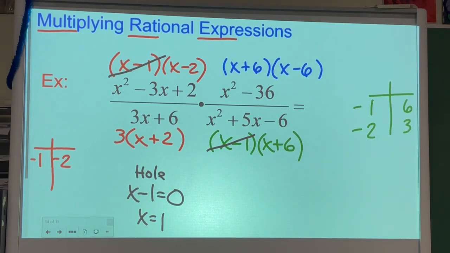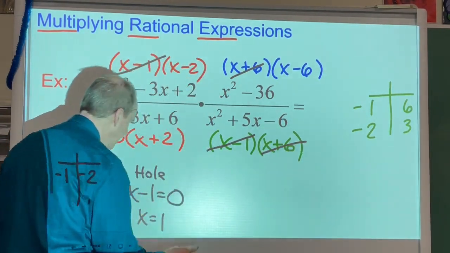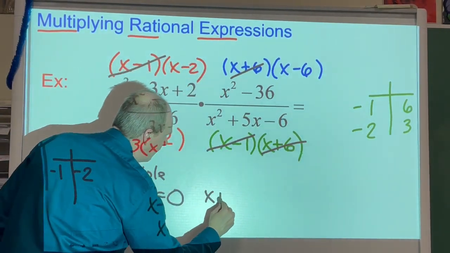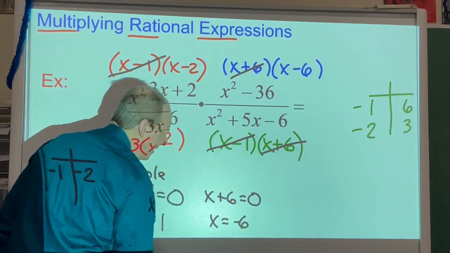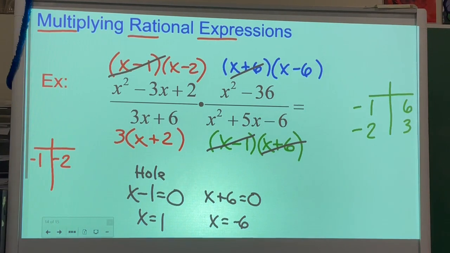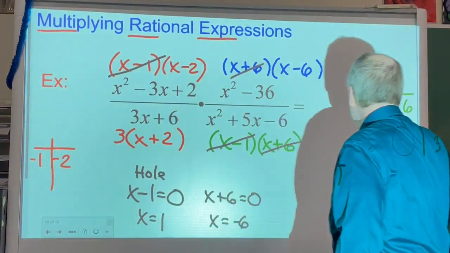Any other twins that cancel out? Yeah, x plus 6 cancels with x plus 6. Hey, guess what? We have another hole in the graph. Take away 6 from each side. So we have a hole at 1, we have another hole at negative 6. 2 points that are missing in our graph. Are there any other factors that are identical, twinsies? 1 up top with 1 on the bottom. No? All right, so what is our answer?